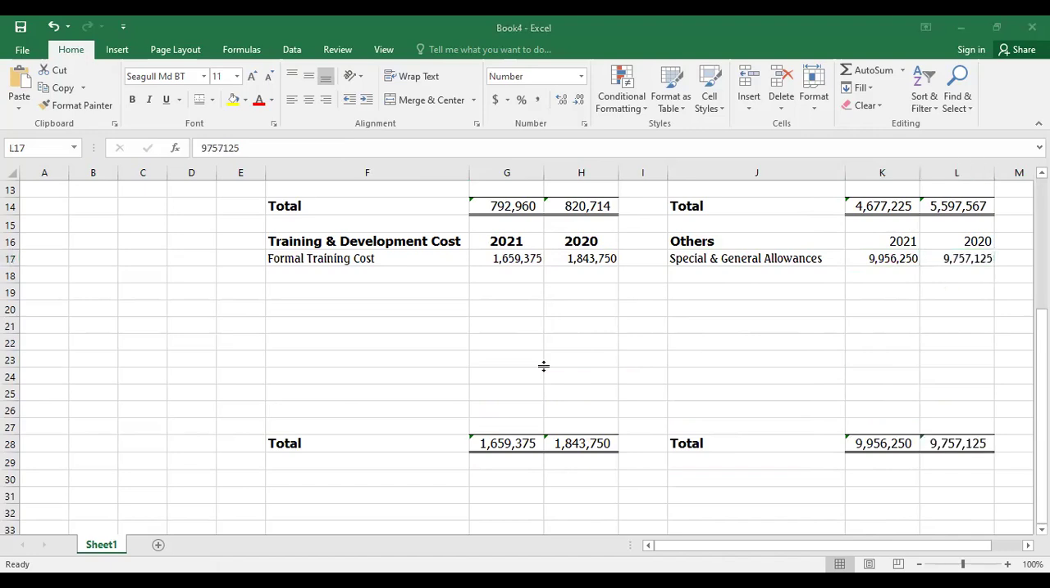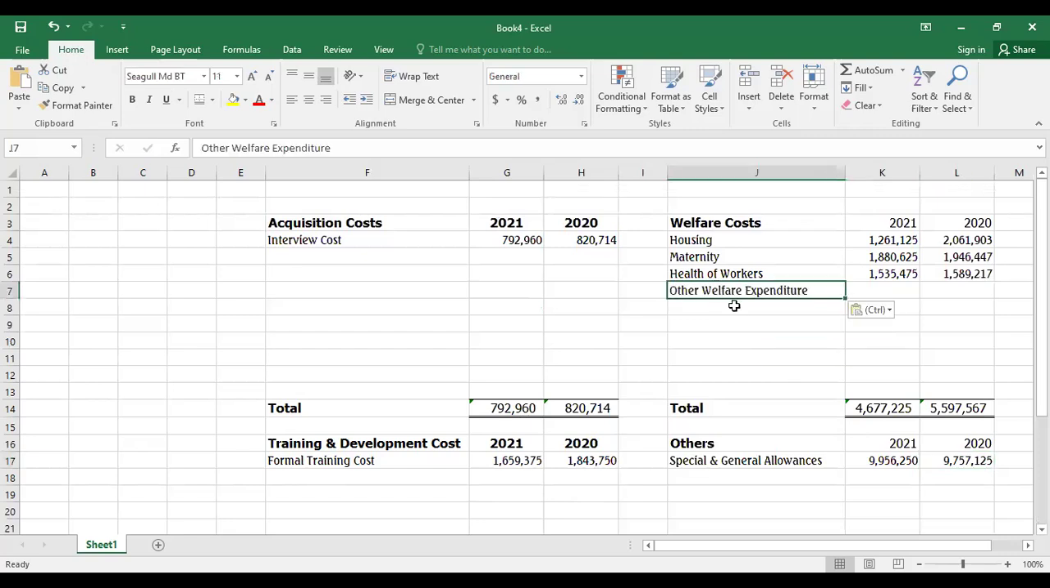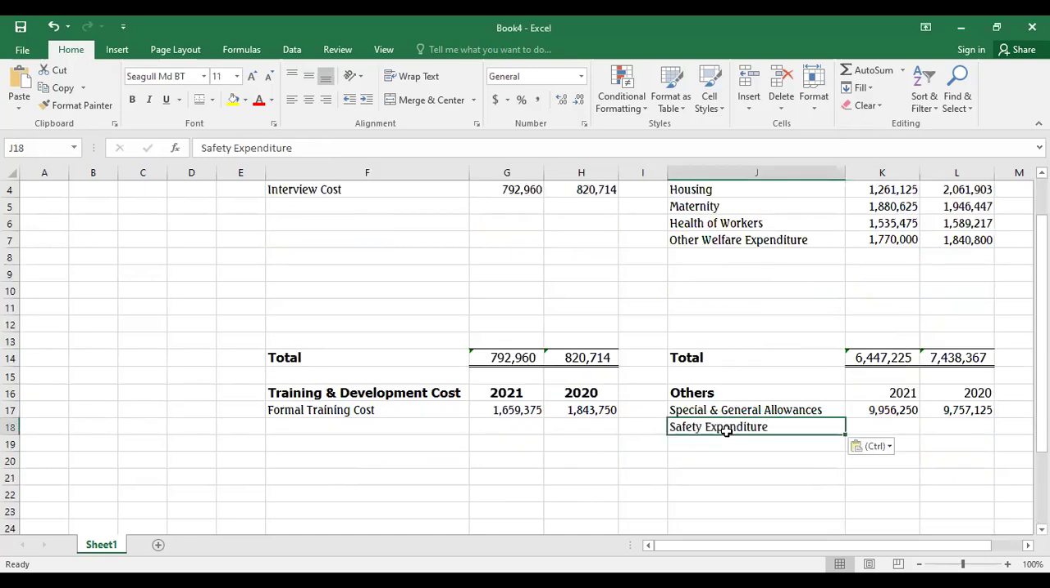Brilliant. Other welfare expenses, welfare falls under welfare. Where's my welfare? My welfare is up here. So 17. So we have this 1840. We also have this. Yes, brilliant. The safety expenditure, it's safe to put it in line with our textbook recommended text, under others. So under others, it is safe to put it there.